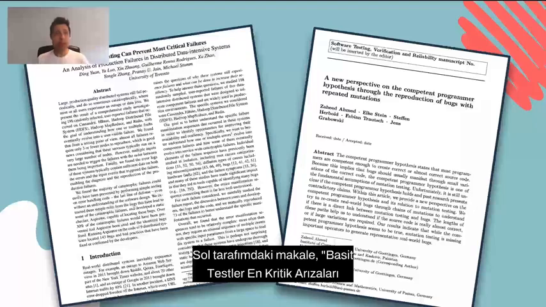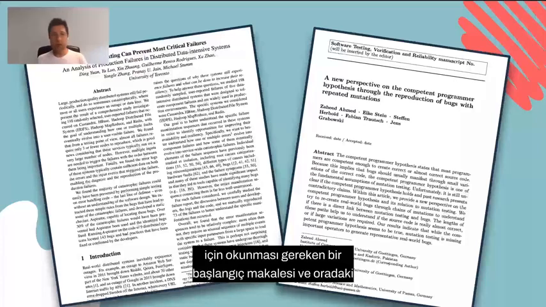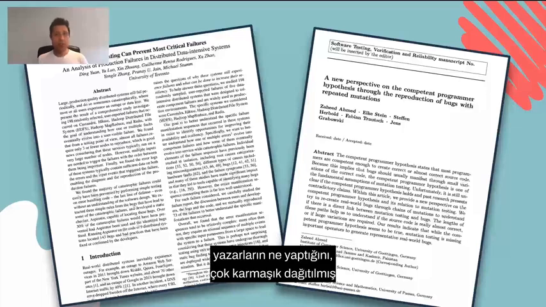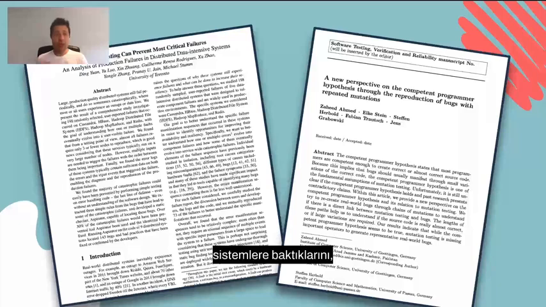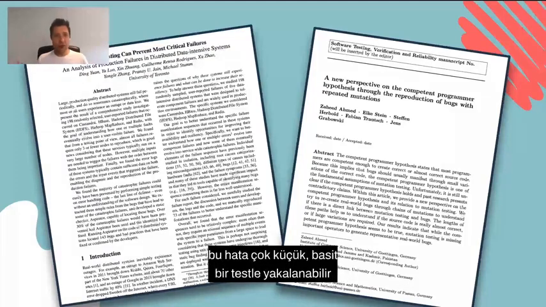The paper on my left, Simple Testing Can Prevent Most Critical Failures, is a primer paper to read to convince people that don't believe in simple testing. What the authors did was look at very complex distributed systems, like Cassandra, Hadoop, Redis. They looked at the bugs and the patches and tried to understand: could this bug be caught by a very small, simple test? And to their surprise, the answer was yes. A lot of bugs can be caught via simple testing, right?